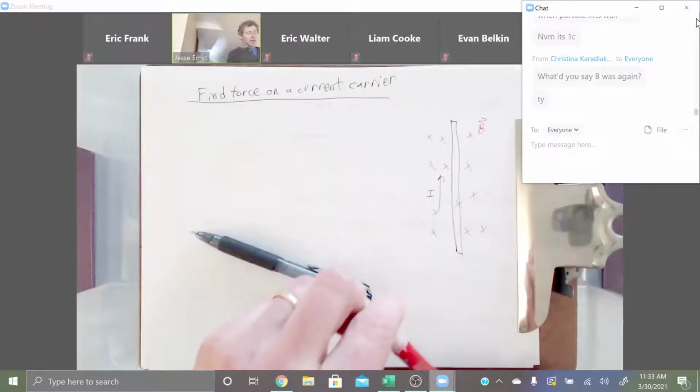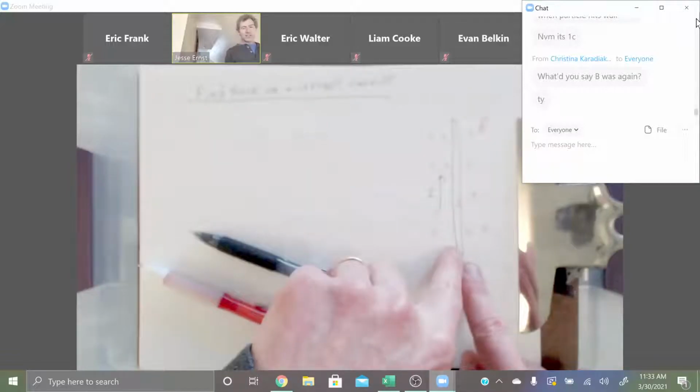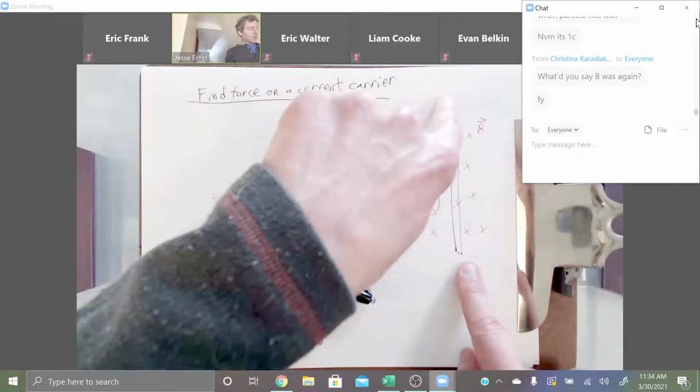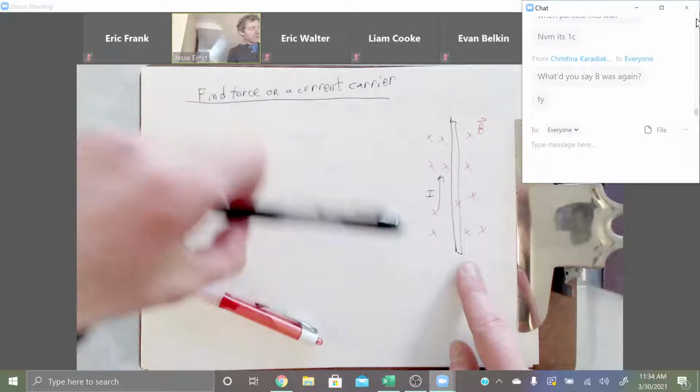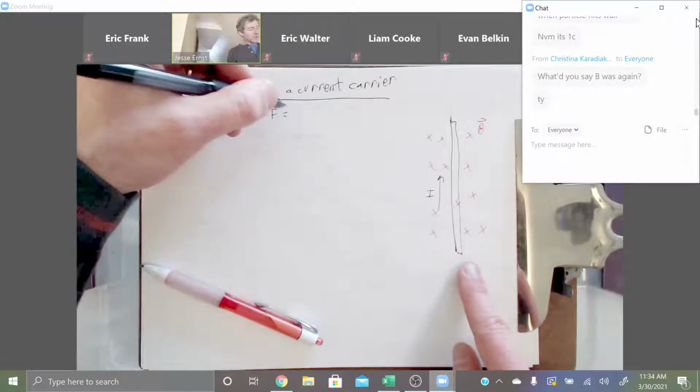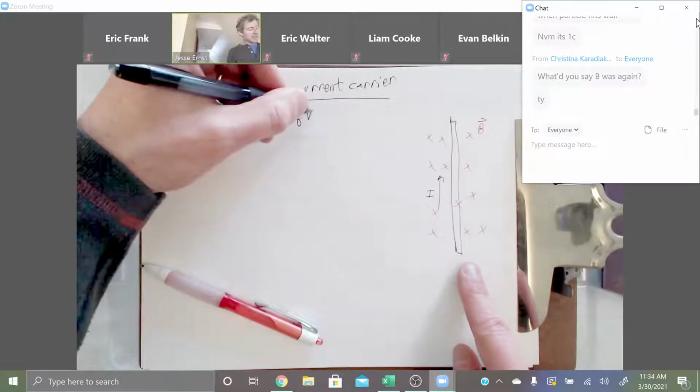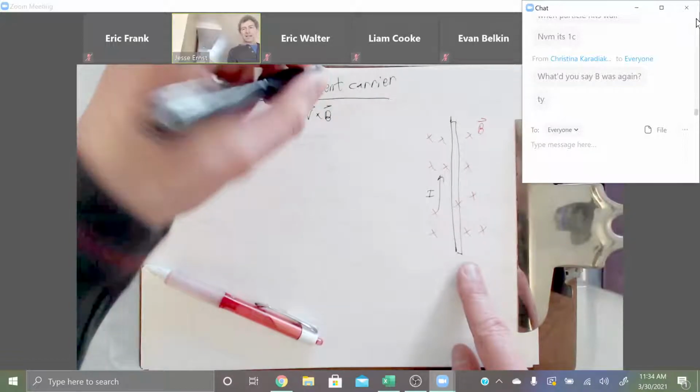And you think, well, why should there be a force on a wire just because it carries a current? Well, what you already know is that the force on charged particles is Q times the velocity vector crossed with the magnetic field vector.